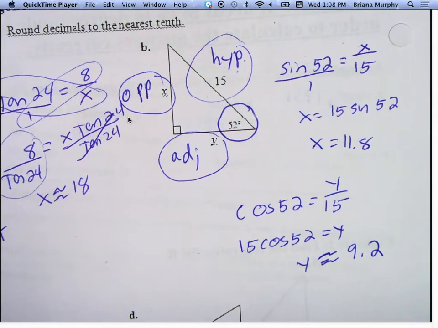Once you have it labeled, decide if it's sine, cosine, or tangent. Trig.